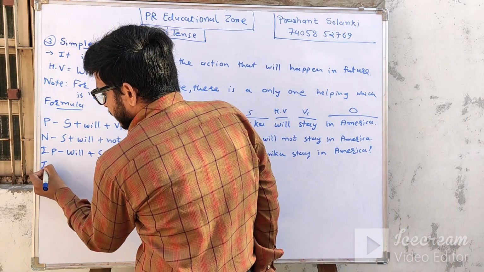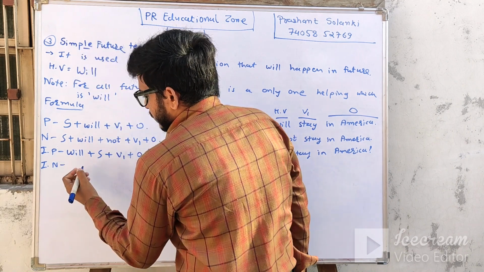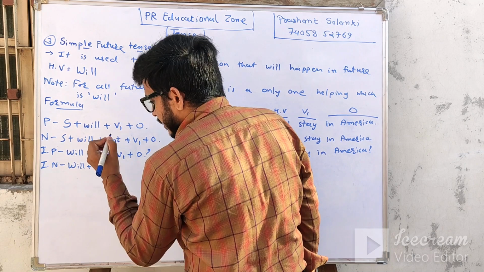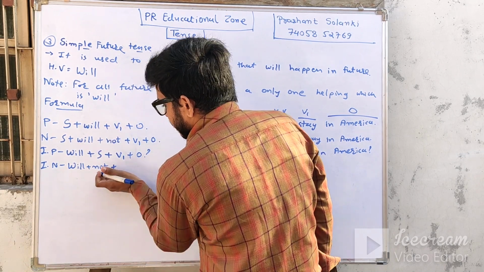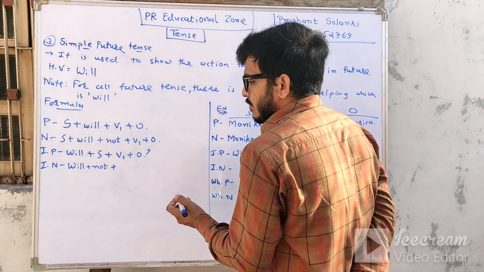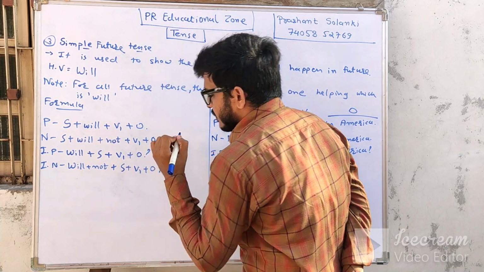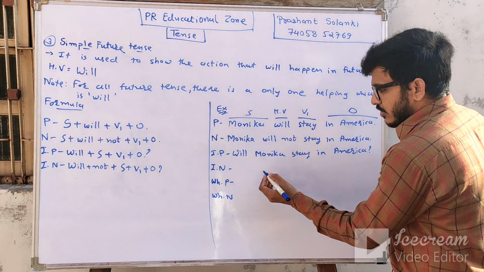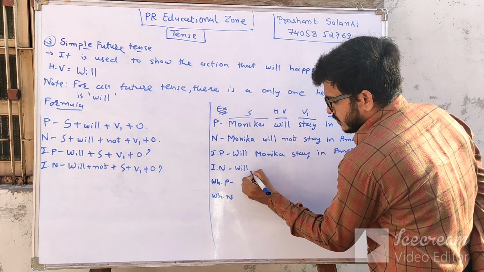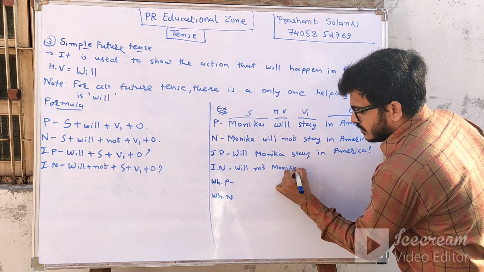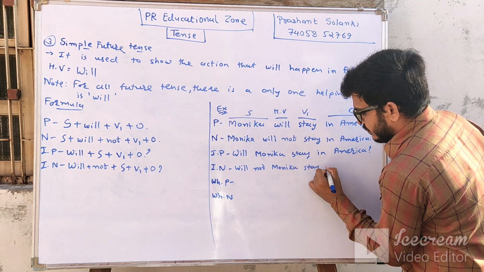Interrogative negative. In the negative, not will come after the helping verb. So here we will use not after the helping verb and subject, verb 1, object as it is. Here also: will not Monica stay in America?